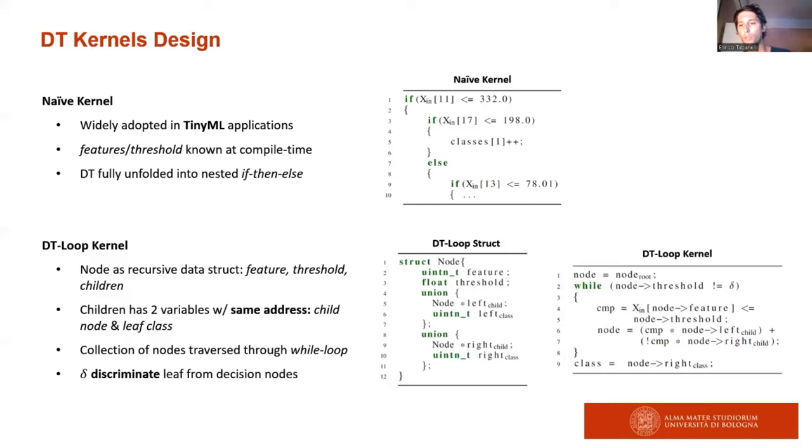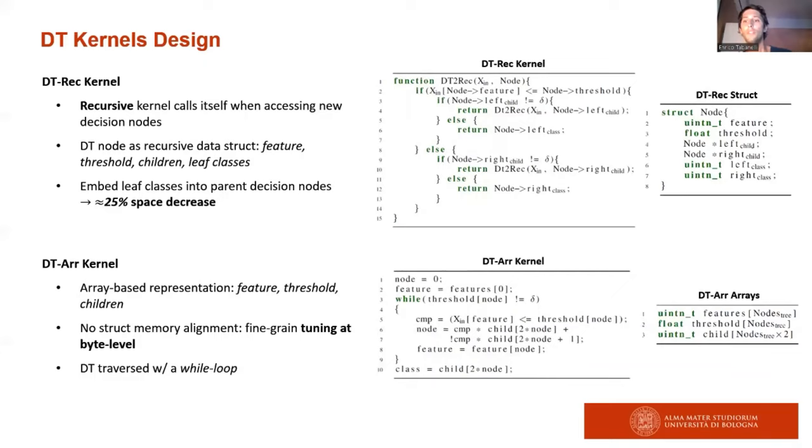The DT rack embeds leaf nodes into parent decision nodes, thus allowing roughly a 25% space decrease but demanding to extend the node data structure by two additional fields. The kernel routine consists of a recursive function calling itself whenever accessing new decision nodes.